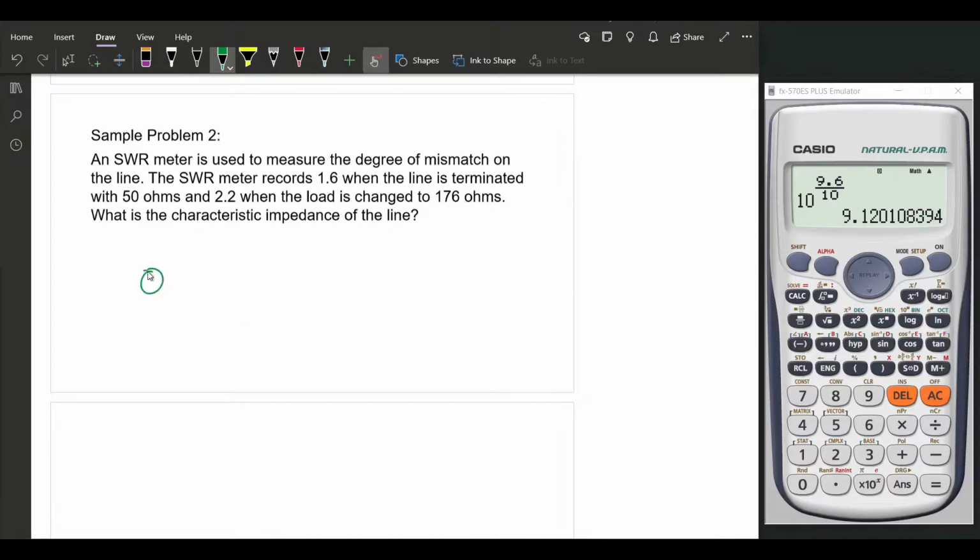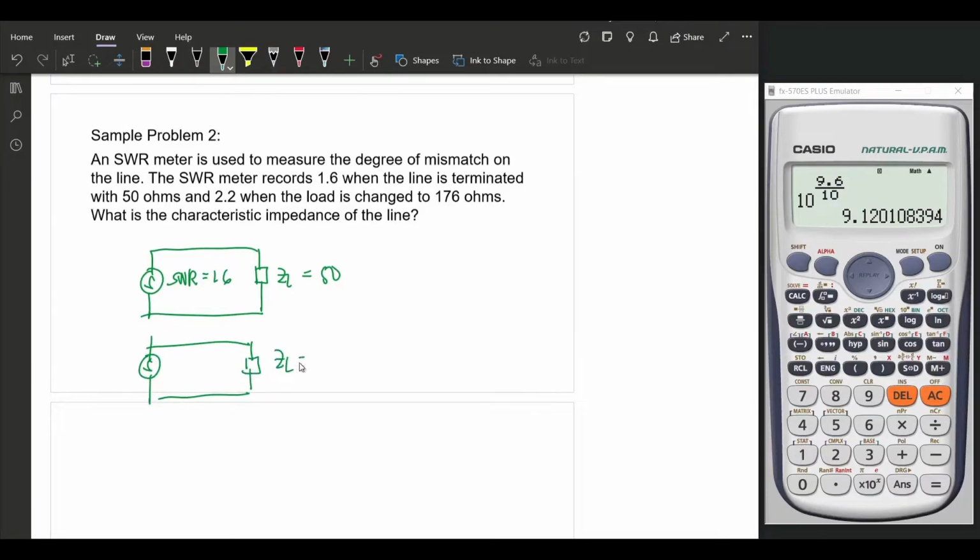So dalawa yung ano niya, for example. Pag una daw, yung ZL mo is 50. So ang na-measure na SWR dito, when your ZL is 50, is 1.6. Next, pinalitan yung load. Same transmission line, pinalitan yung load, ginawa siyang 176. Tapos nag-measure ulit ng SWR, nagbago yung SWR, naging 2.2. So the question is, ano yung ZO ng transmission line?